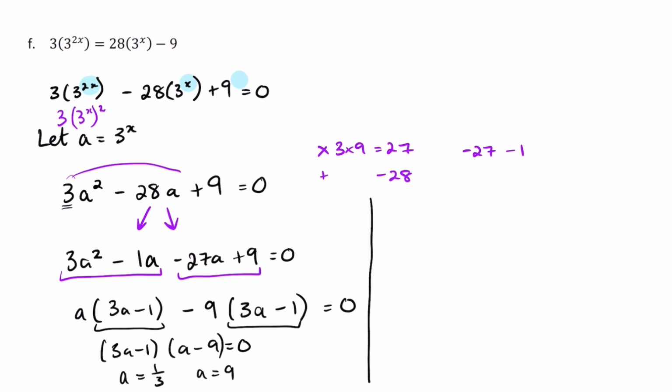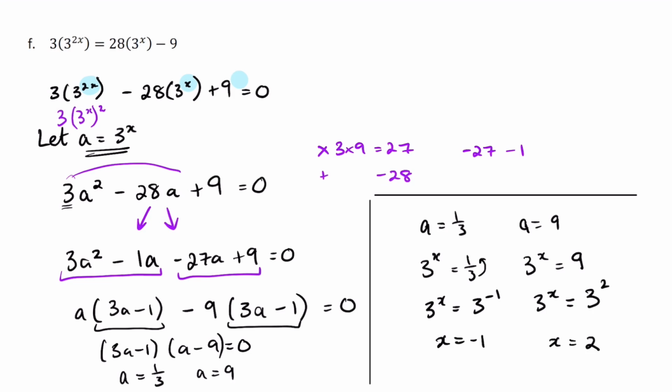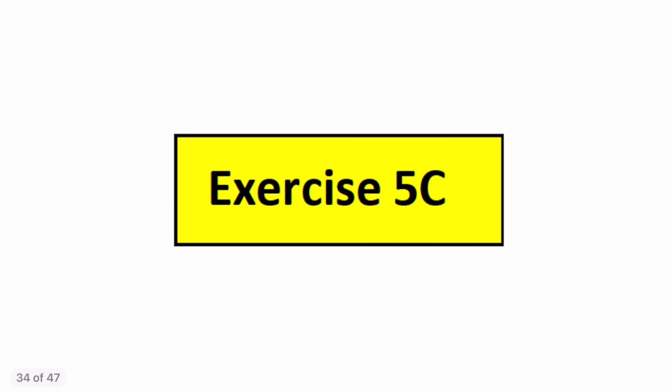Once again though, I'm not solving for a, I'm solving for x. So now that I know that a is 1/3 and a is equal to 9, I can go ahead and substitute this fact back in. So that'll be 3^x is equal to 1/3 and 3^x is equal to 9. So now what we want to do is rewrite the 1/3 and the 9 to have the same base. So 1/3, what you can see is that the 3 is on the bottom. I can take it to the top by making it a negative power. And then I can just rewrite 9 as 3 squared. Now I can equate the powers, and I have my solution. And that's it for exercise 5C.